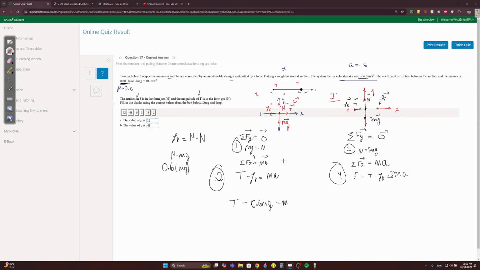Again, the mass, they kept it to us as m. What's the acceleration? 6. How do you find T? We just take 0.6 mg to the other side. But I can continue simplifying this. I should have written that G is equal to 10.